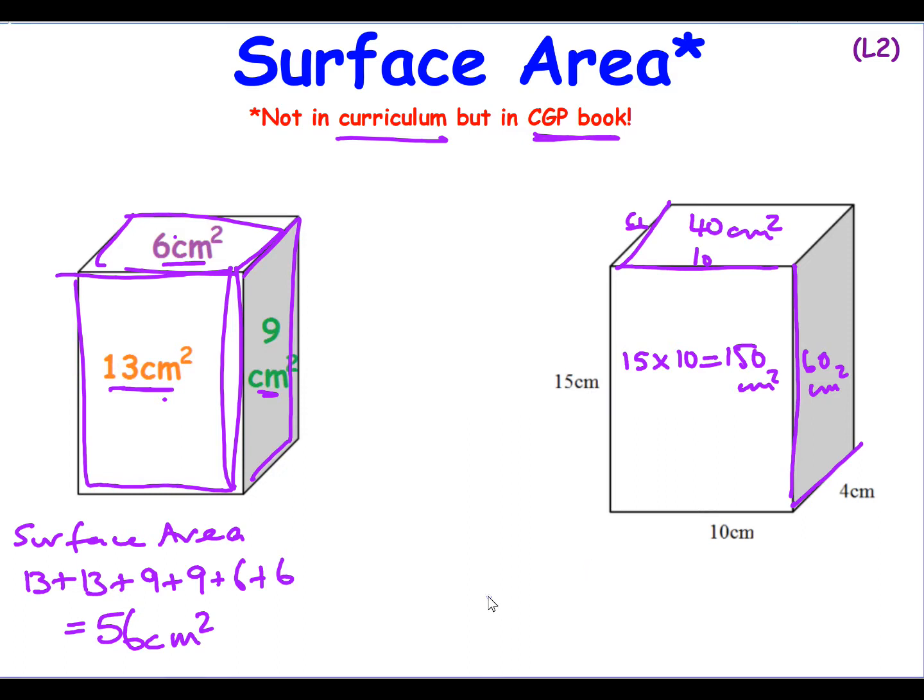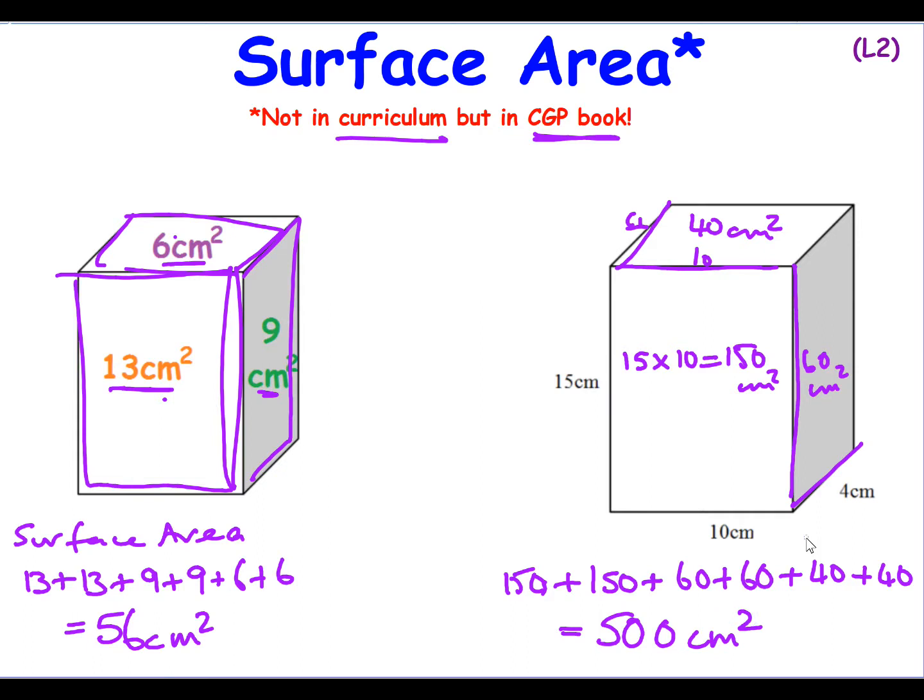Now, as before, if we know the area of the face at the front, then all we need to do is add the face at the back. If we know that the right hand side is 60, then we know that the left hand side is 60. And if the top of the shape is 40, then the bottom of the shape is also 40. And this gives us 500 centimeters squared as the surface area of the cuboid that we're looking at.